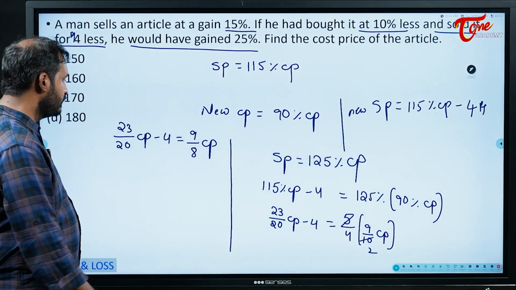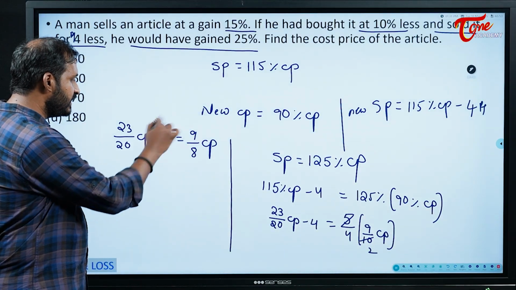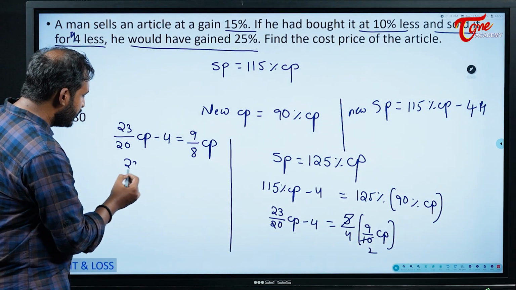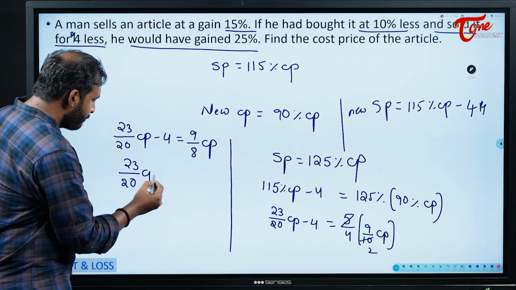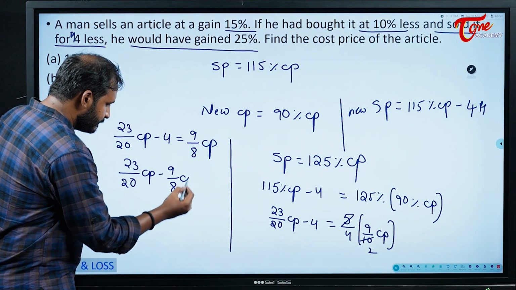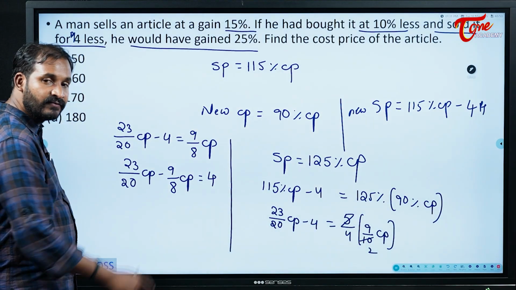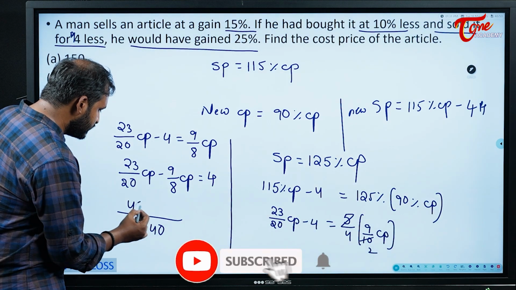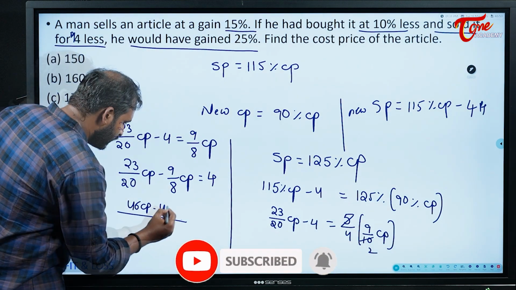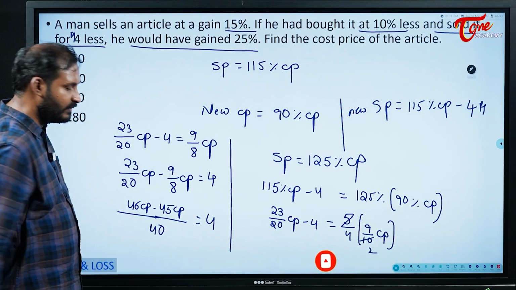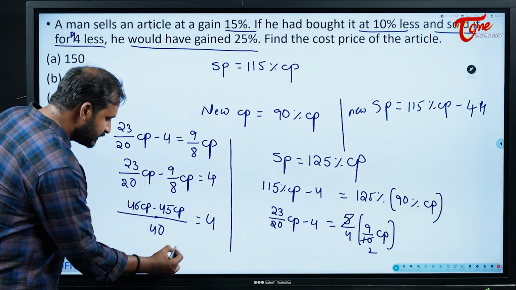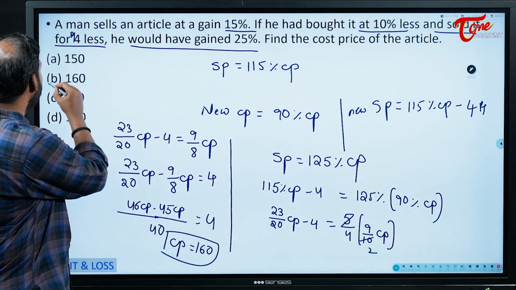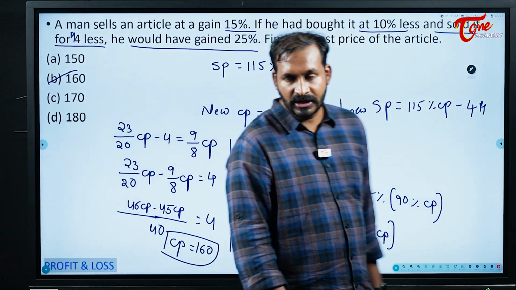So I will send 9 by 8 CP to this side and this 4 to the other side. When I send that, what I will get here? 23 by 20 CP minus 9 by 8 CP is equal to 4. What is the LCM of 20 and 8? 40. So this will become 46 CP minus 45 CP is equal to 4. So CP is equal to 160. At last, the cost price I got here is 160 rupees.